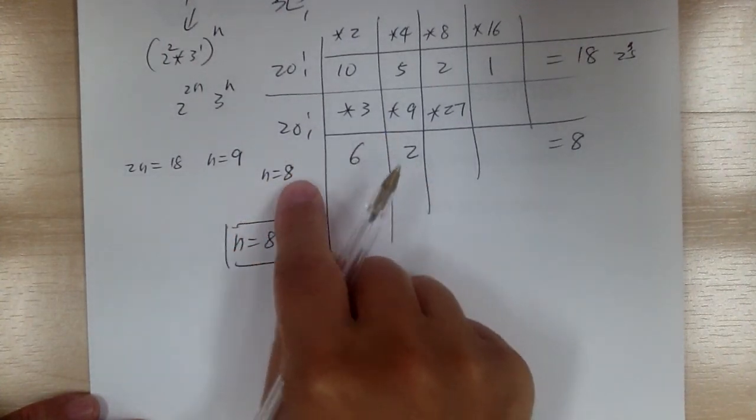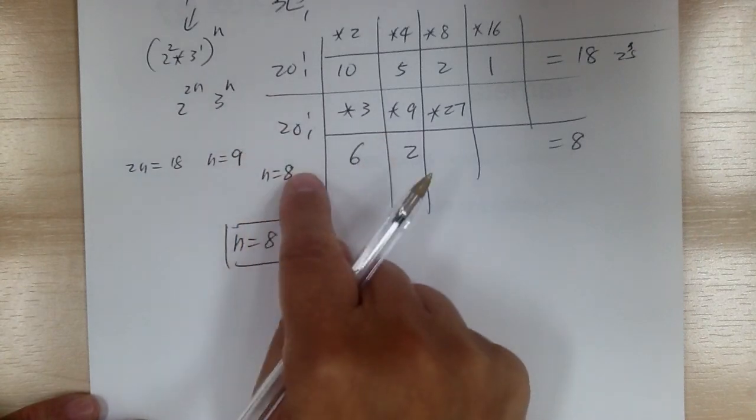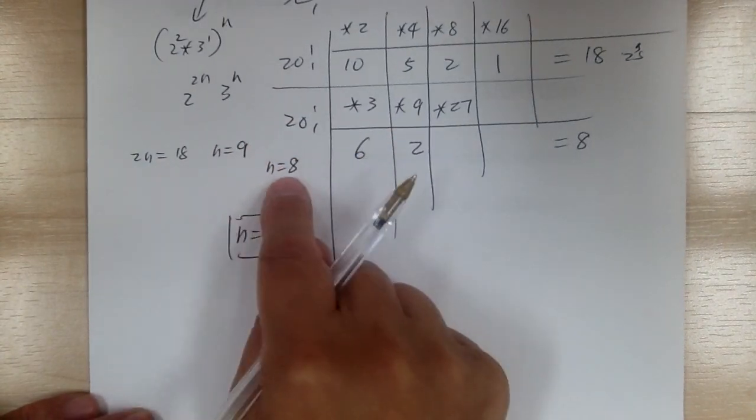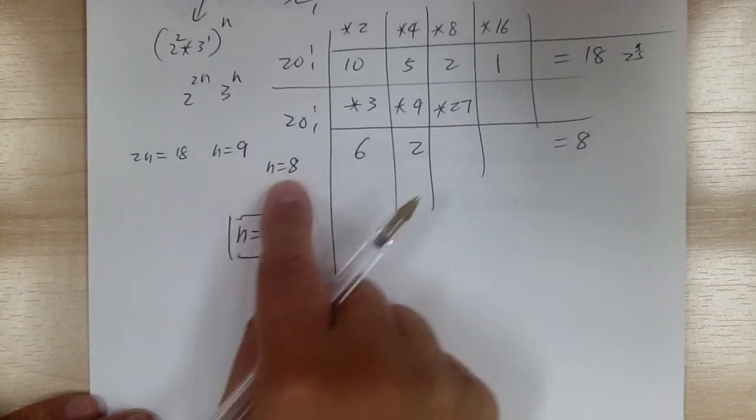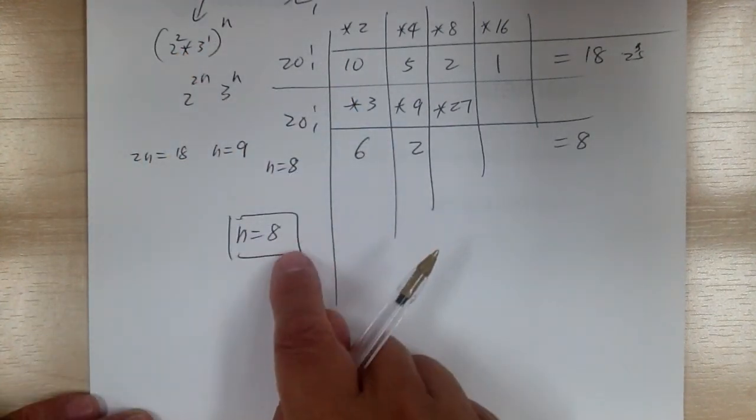Because you only have 8 3's in here. So that's not enough to make the 9 sets. Not enough to make 9 sets. So that's only 8 3's, so therefore you can only make 8 sets over here. So n equals 8.